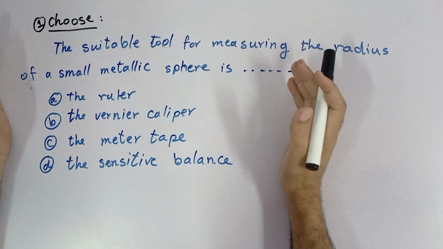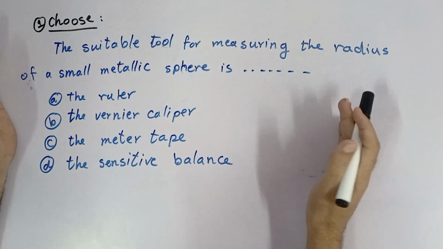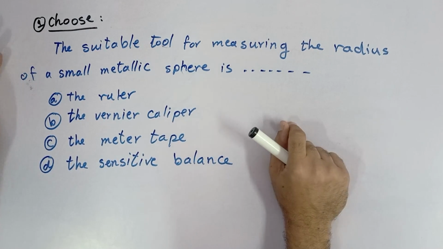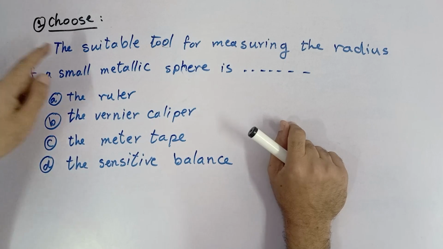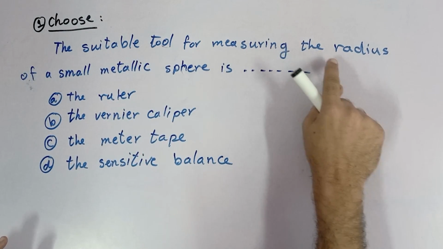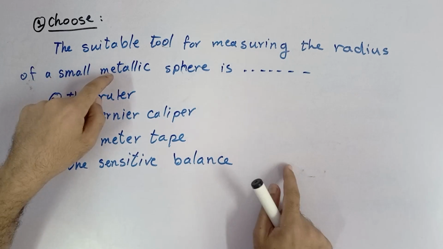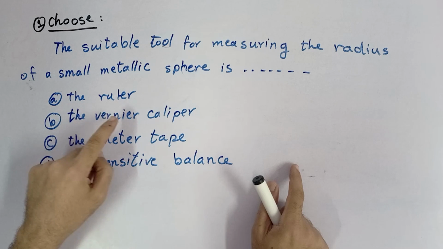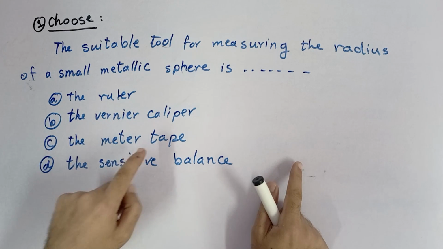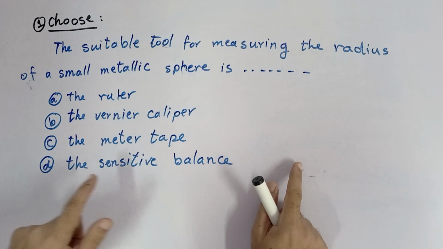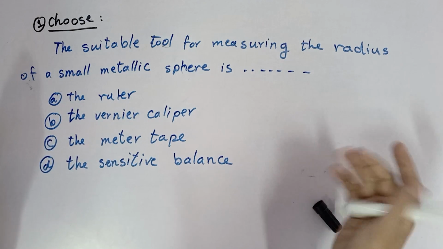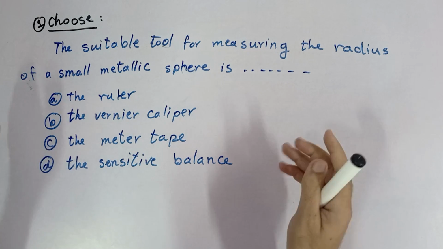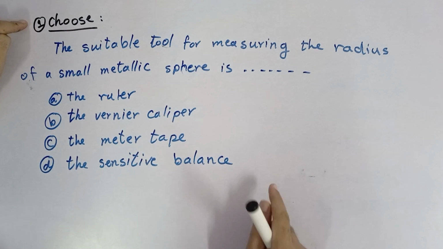There is a question. If you know the answer, please write the correct answer in the comment. The question says that the suitable tool for measuring the radius of a small metallic sphere is: A, the ruler; B, the vernier caliper; C, the meter tape; D, the sensitive balance. If you know the answer, please write it in the comment for the first question in this video.